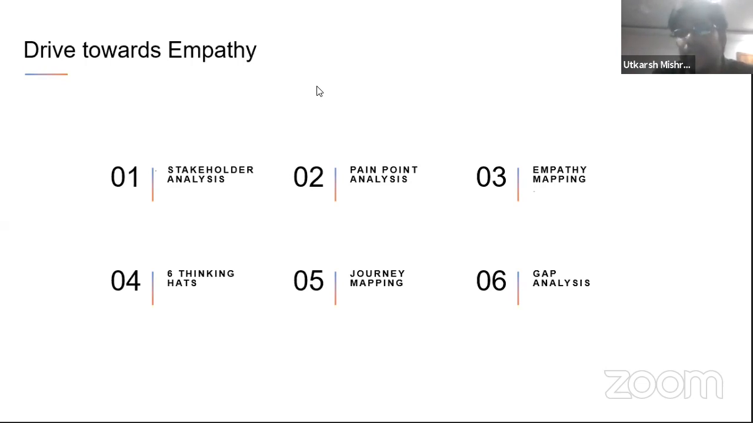So these gaps help us to identify the problem. These gaps give us the direct problem that we can solve in the short term and also in the long term. So all these are different methods through which we can empathize with our consumers and the people for whom we are trying to solve the problems.